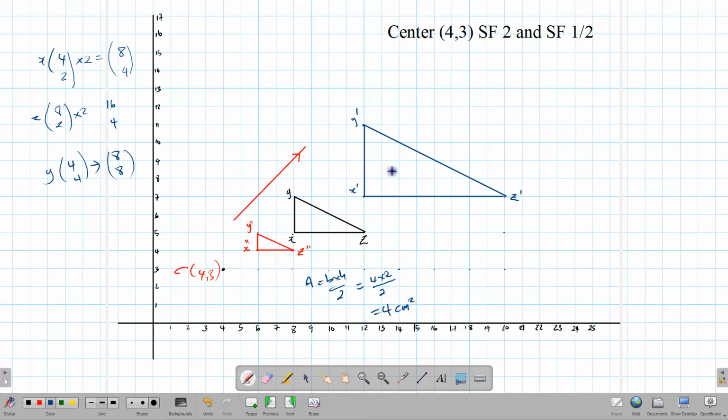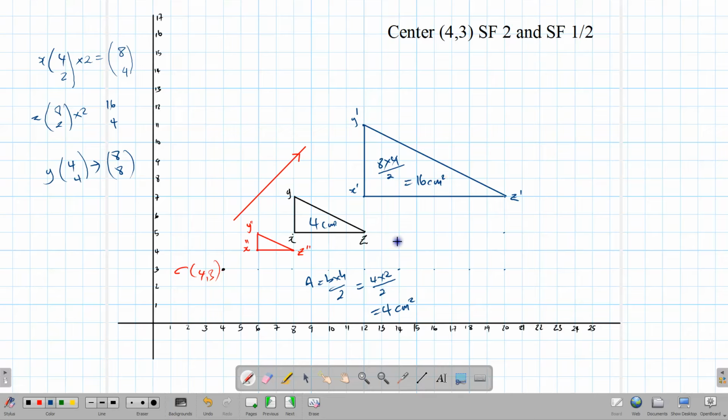Now, what is the area of this one? So this is 4. What is the area of this one? This one here has a base of 1, 2, 3, 4, 5, 6, 7, 8, and a height of 1, 2, 3, 4. Divide that by 2, then we end up with 16 centimeters squared.